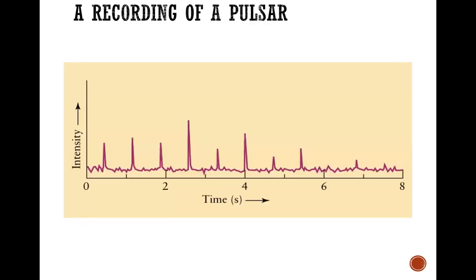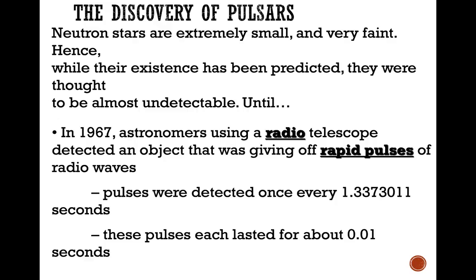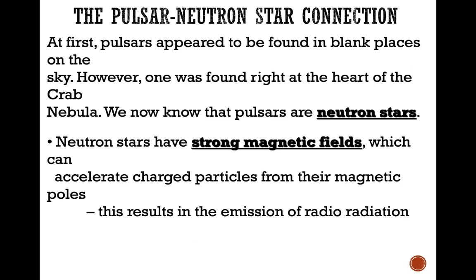So the pulses look something like this. You have a pulse and then it goes down for some time and then again you have a pulse, like that. These were later called pulsars, so you may have heard this name pulsars. That is why these objects are called pulsars. Initially they appeared to be found in blank places on the sky, right? Because you just have pulsars.